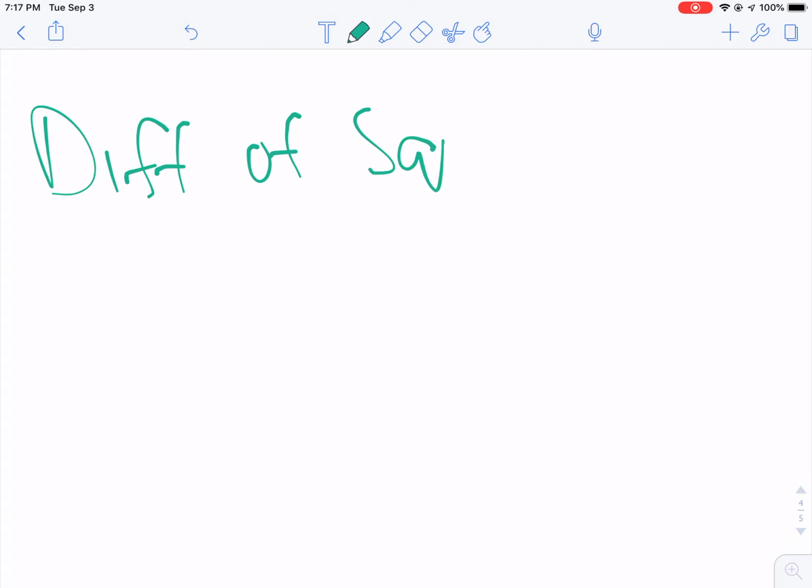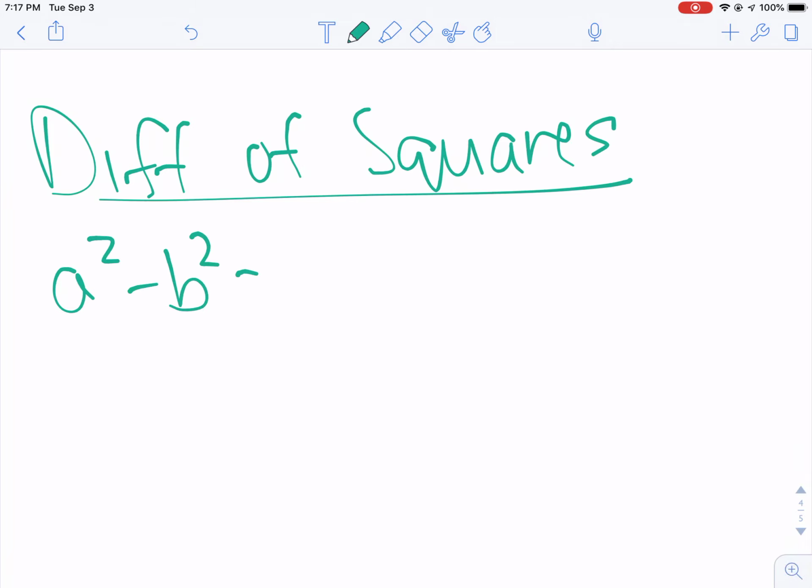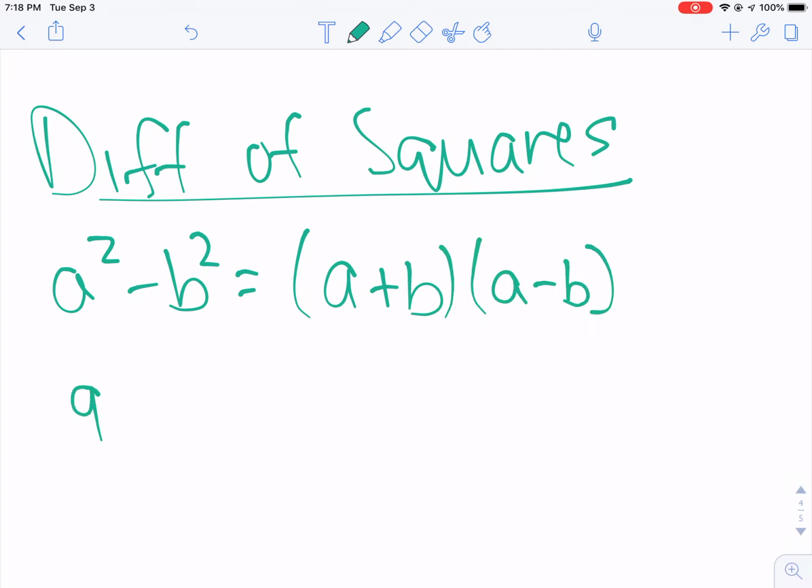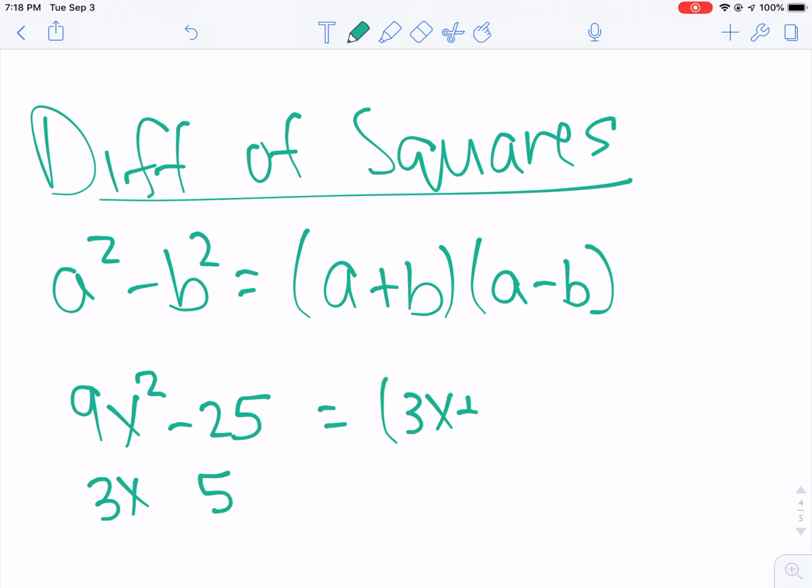The next method we talked about was difference of squares. This is if you have a squared minus b squared. This only works if it's a squared minus b squared. If it's a squared plus b squared, it does not work. If it's a squared minus b squared, then that factors into a plus b times a minus b. An example of this would be 9x squared minus 25. The square root of 9x squared is 3x. The square root of 25 is 5. So this factors into 3x plus 5 times 3x minus 5.